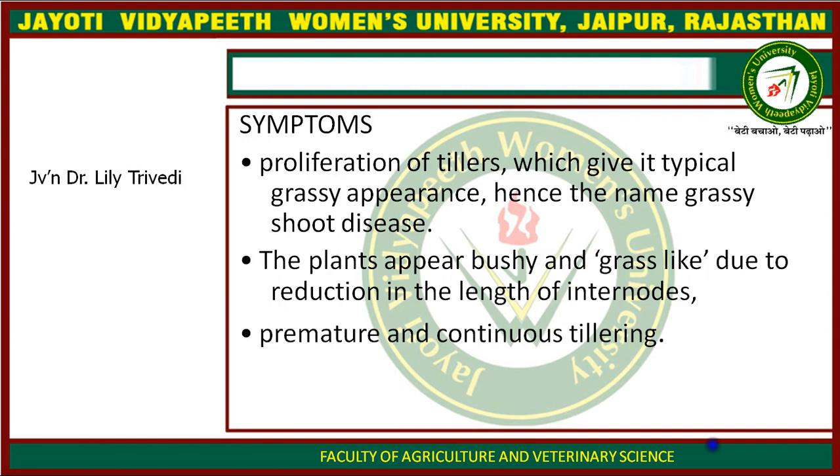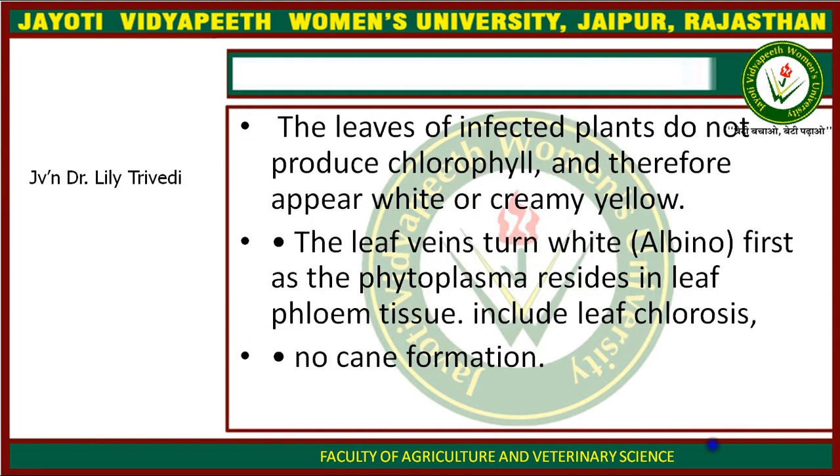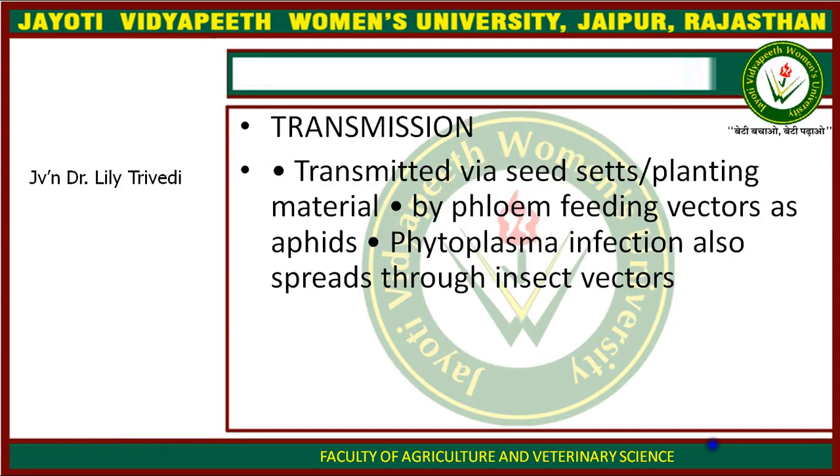There is premature and continuous tillering. The leaves of the infected plant do not produce chlorophyll and therefore appear white or creamy yellow. The leaf veins turn white first, as the phytoplasma resides in leaf phloem tissue and induces leaf chlorosis. There is no cane formation.